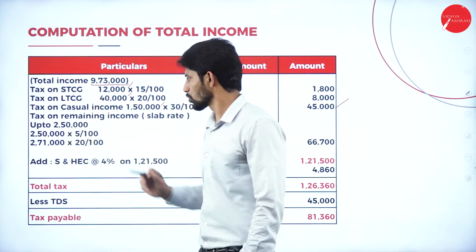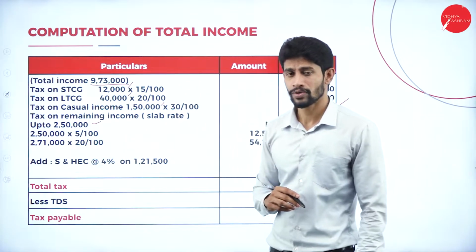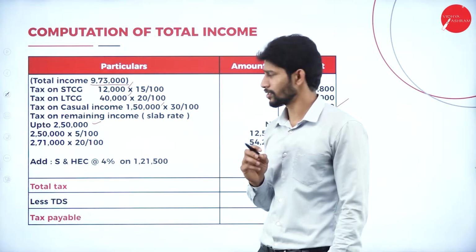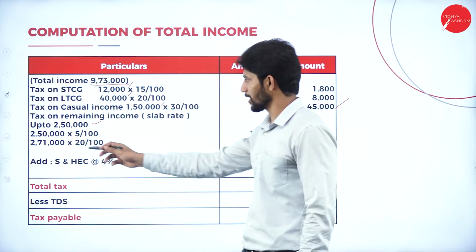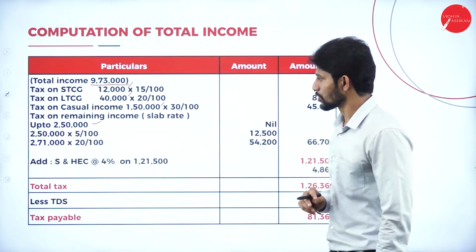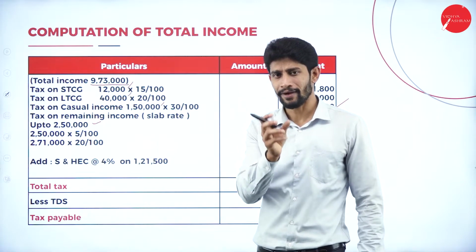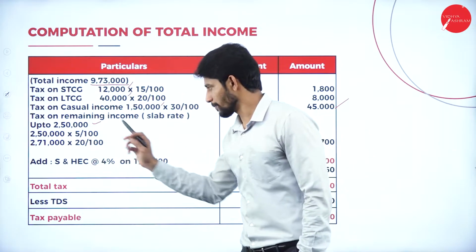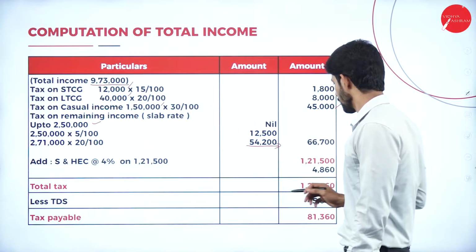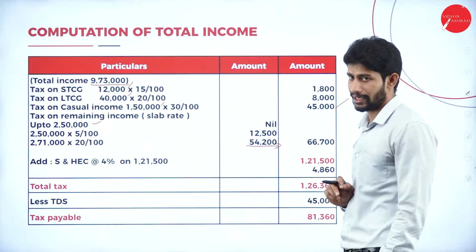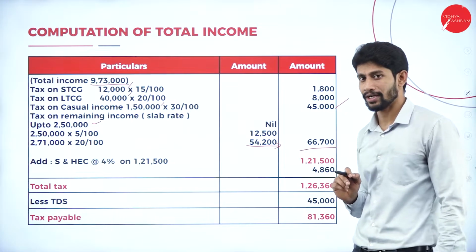So up to 2,50,000, it is nil. Next, 2,50,000 to 5,00,000, what is the percentage we have? It is 5%. So if you compute 5%, you will get 12,500. And next, what is the remaining balance we have here? The remaining balance is 2,71,000. So 2,71,000 comes under the slab rate of 5,00,000 to 10,00,000. So 20%. You compute 20%, you will get 54,200. Total, take it to the outer column, 66,700. So now, total the outer column values, you will get 1,21,500.